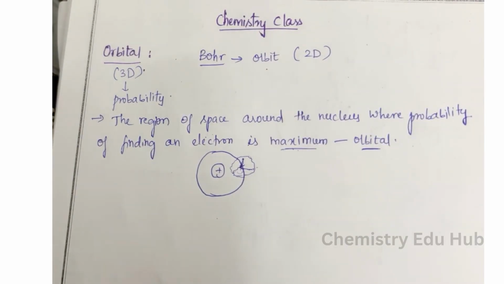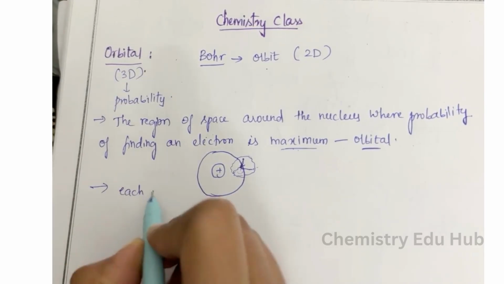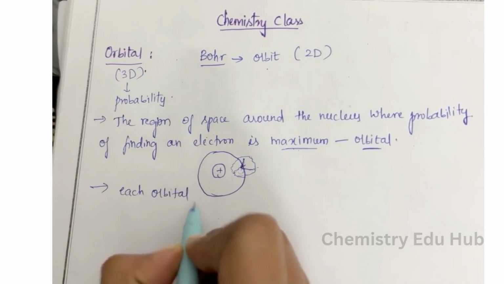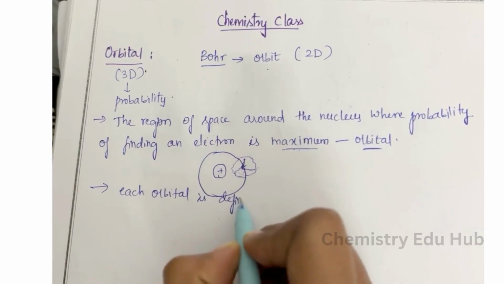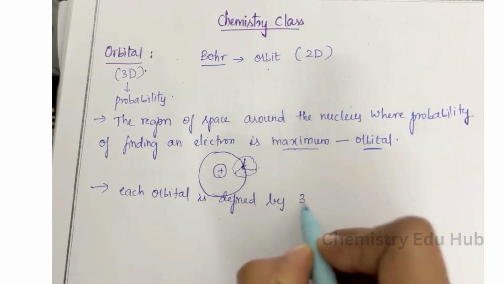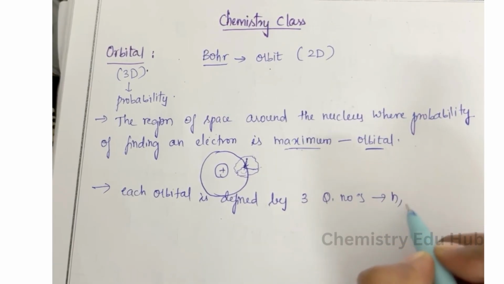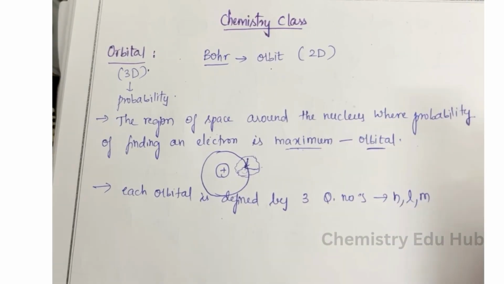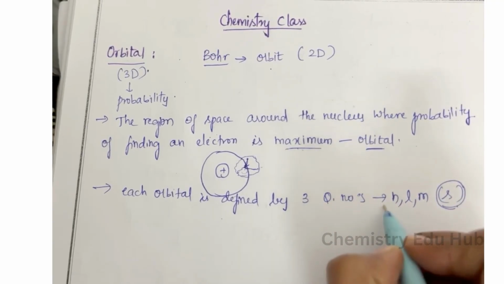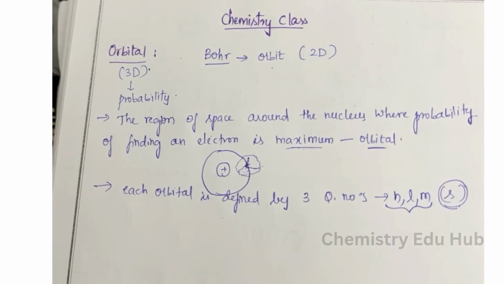Now, each orbital in an atom is defined by three quantum numbers. What are they mainly? N, L and M. Spin quantum number is also required, but mainly these three quantum numbers can define the position of an electron in each orbital of an atom.